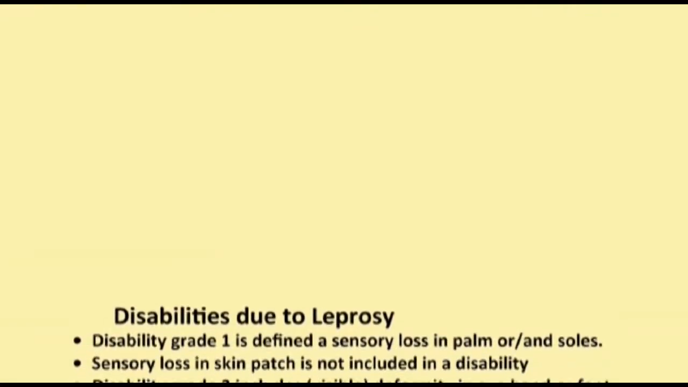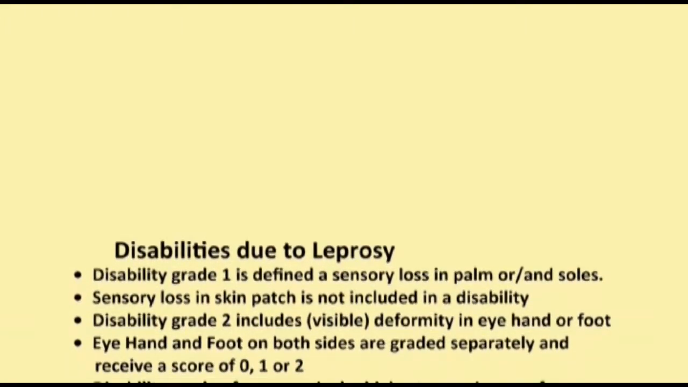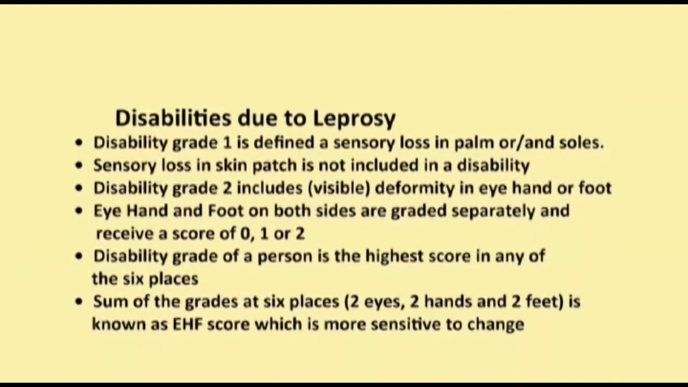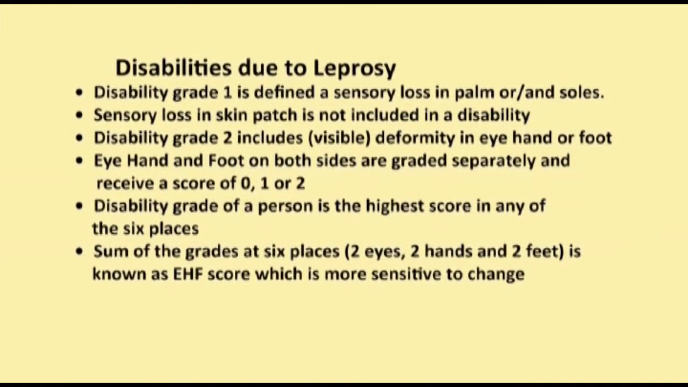Disabilities due to leprosy. Always remember, disability grade 1 is defined as sensory loss in palm and or soles. Sensory loss in a skin patch is not included in disability. Disability grade 2 includes visible deformity in eye, hand or foot. Eye, hand and foot on both sides are graded separately and receive a score of 0, 1 or 2. The disability grade of a person as a whole is the highest score in any of the 6 places. The sum of the 6 grades, 2 eyes, 2 hands and 2 feet, is known as the EHF score, which is more sensitive to change.